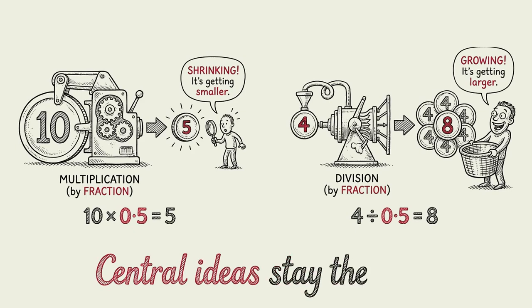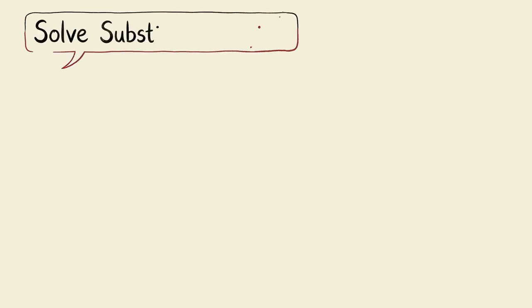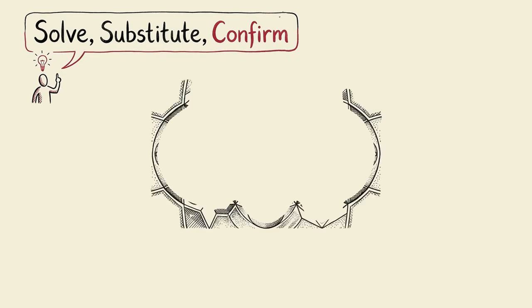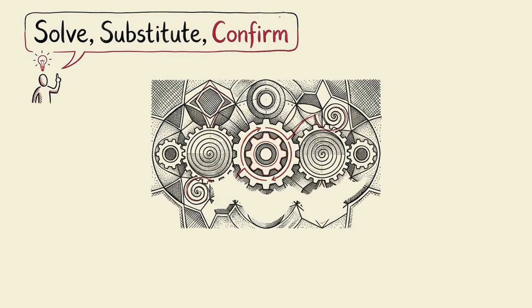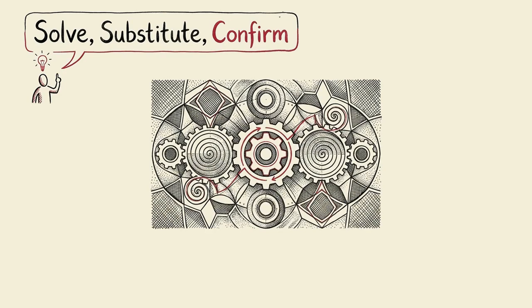As equations become more complicated later in algebra, the central ideas will stay the same. An equation represents balance. Inverse operations undo each other. Every step must preserve equality, and every solution should be checked. So remember this habit. Solve, substitute, confirm. Careful reasoning matters because mathematics reflects a world built with order and consistency.